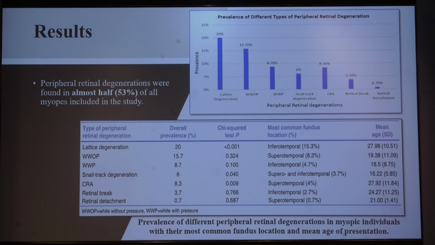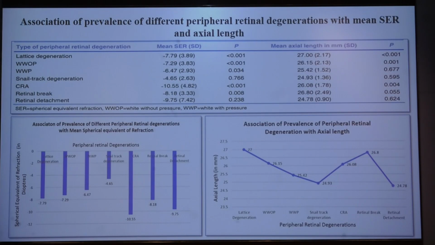The results: any type of peripheral retinal degeneration was found in almost half, that is 53%, of all the myopes included in my study. Lattice degeneration was the most common finding, followed by white without pressure and chorioretinal atrophic changes, and they were situated mostly in the temporal, either infratemporal or supratemporal quadrant of the fundus. A positive association was seen with increased spherical equivalent of refraction and axial length also.